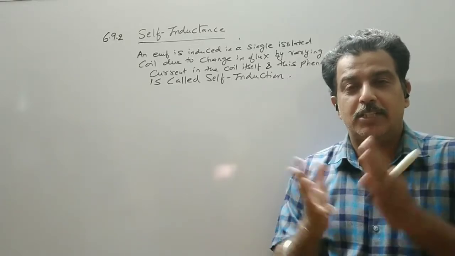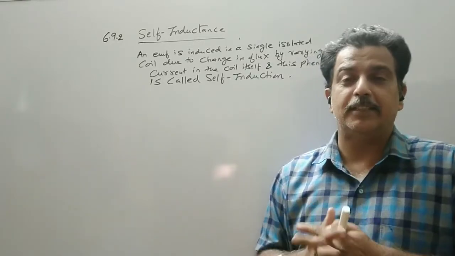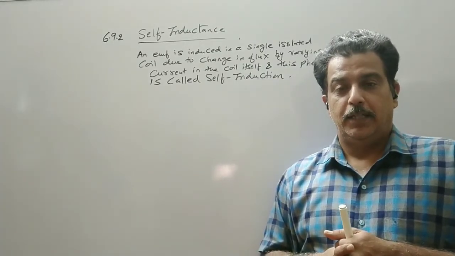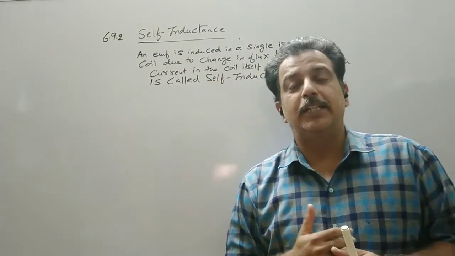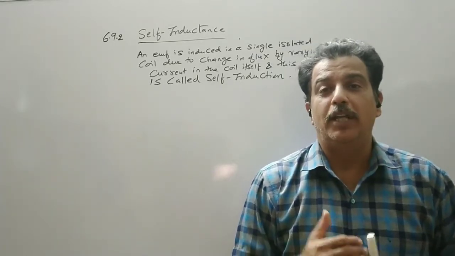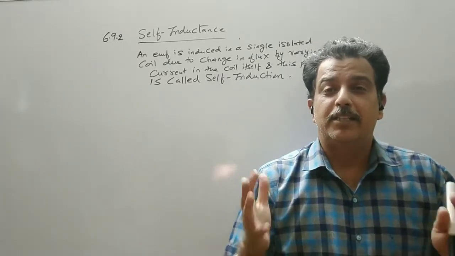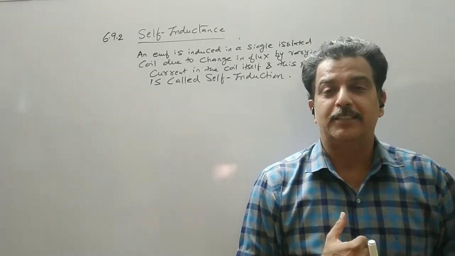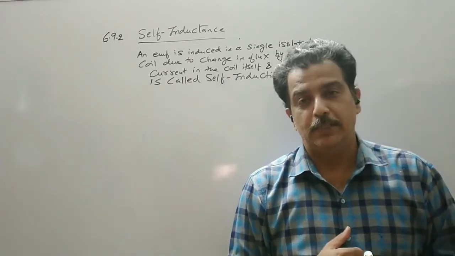When the current is trying to grow or increase in the circuit or a coil, it opposes it. And when the current in the coil is decreasing, it tries to oppose the decrease in the current also. It is due to Lenz's law.